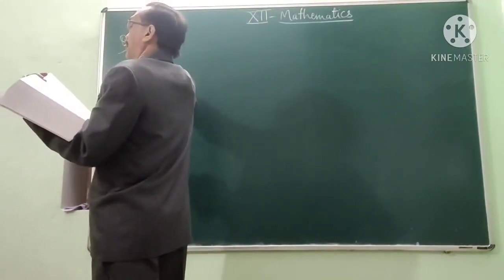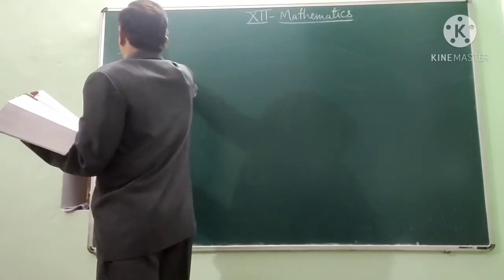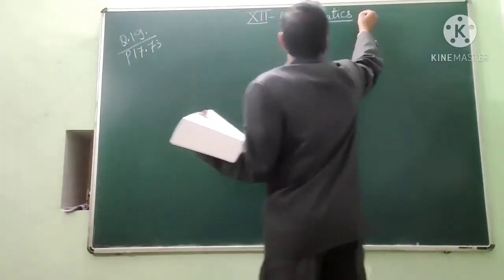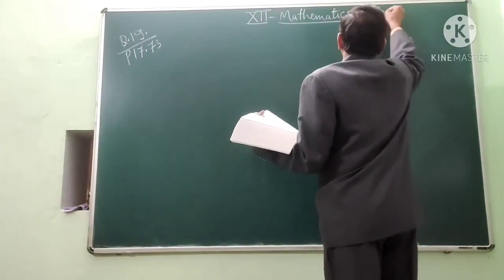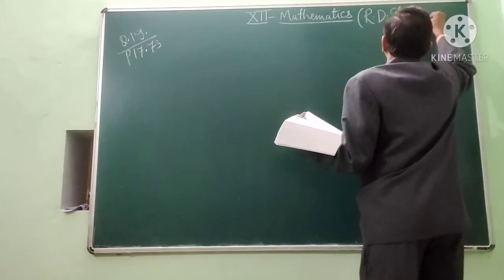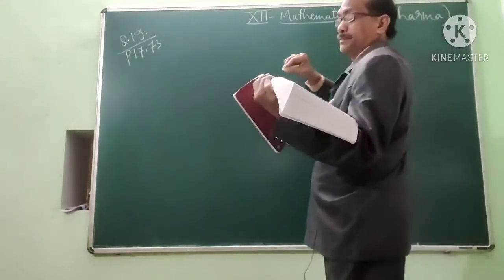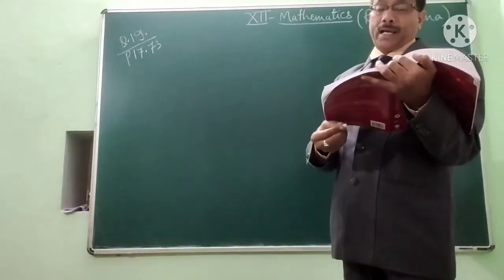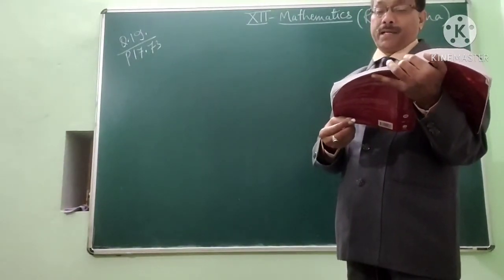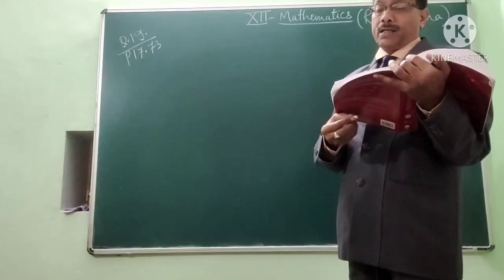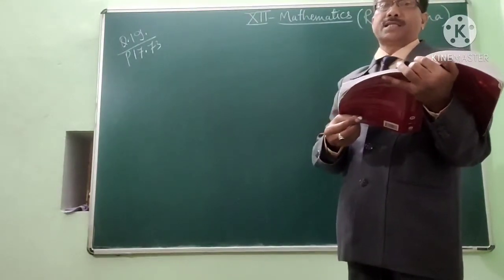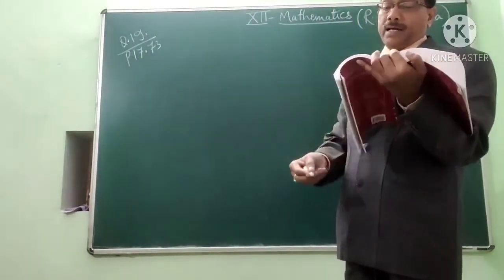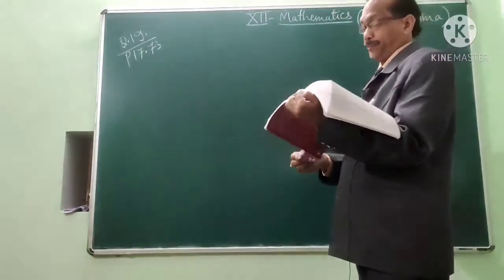Question number 19 from R.D. Sharma, page number 17.73 from the new volume. The question is: prove that a conical tent of given capacity will require the least amount of canvas when the height is √2 times the radius of the base.